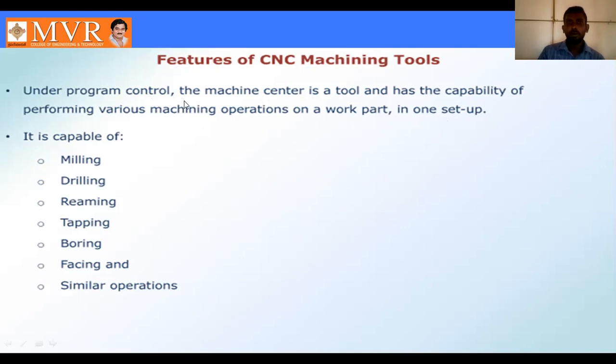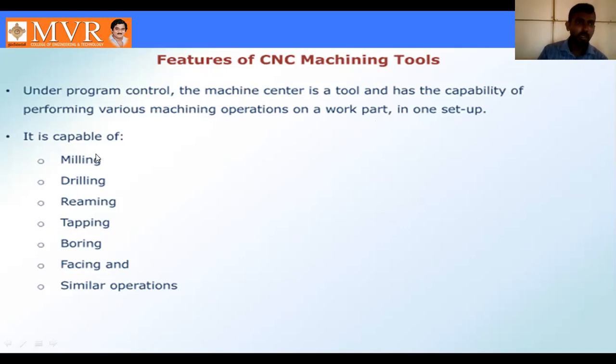Under program control, the machining center is a tool, and the capability of performing various machining operations on the work part in one step onwards, it performs various machining operations. That one we can call as the features of CNC machine tools. Why? Because in this one step onwards, it is performing various machining operations on the work part. So that is what we call the features of CNC machine tools.